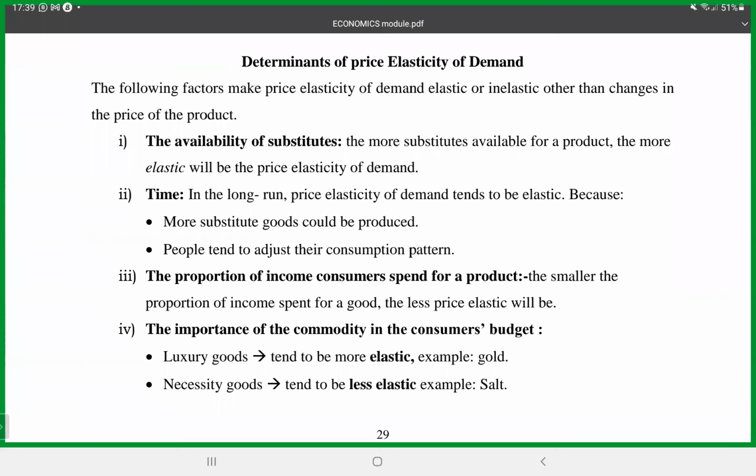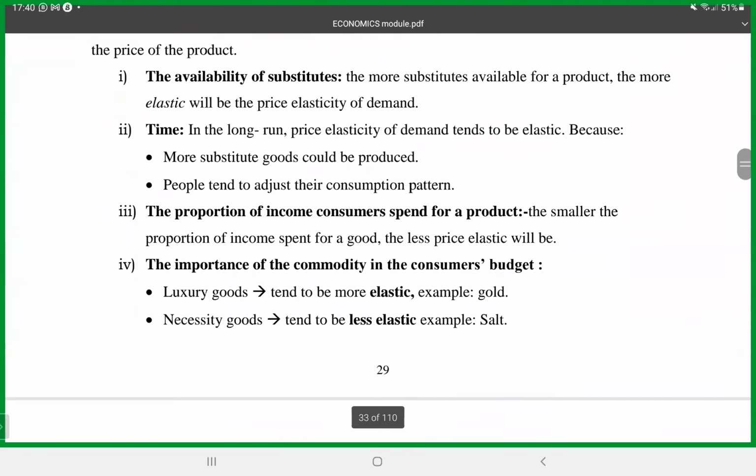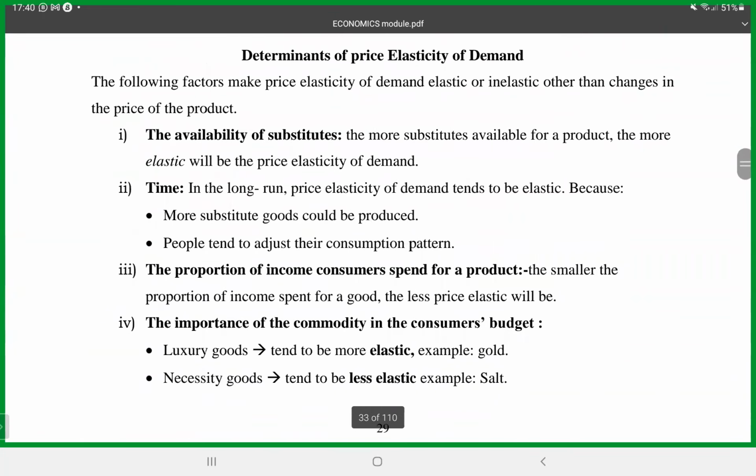How important the commodity is in the consumer's budget will also determine the price elasticity of demand. So you find that luxury goods tend to be more elastic. People respond much to changes in the prices of luxury goods because they're less important. But necessity goods tend to be less elastic. For example, salt. People do not respond highly to changes in the price of salt or of such commodities which are necessity goods. So that is basically what happens.